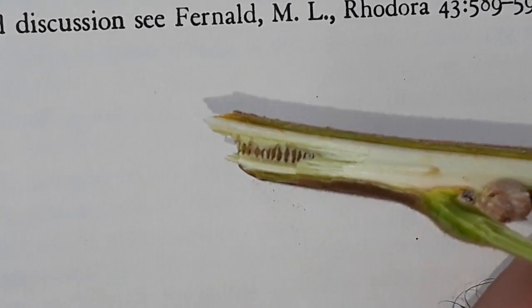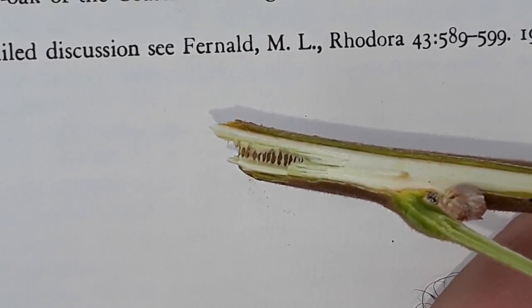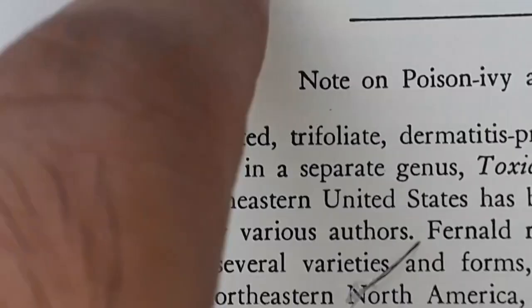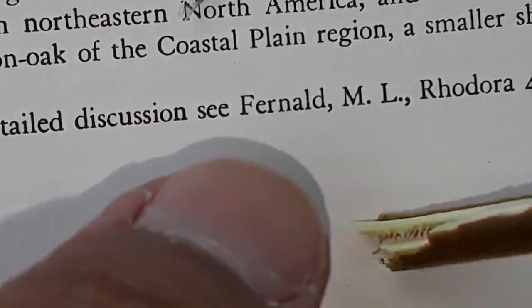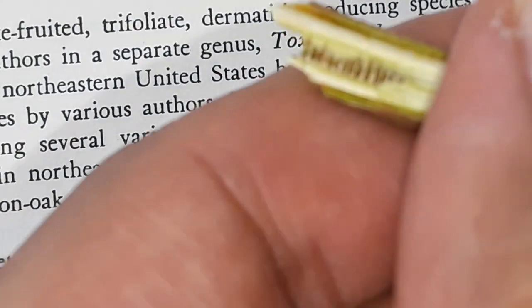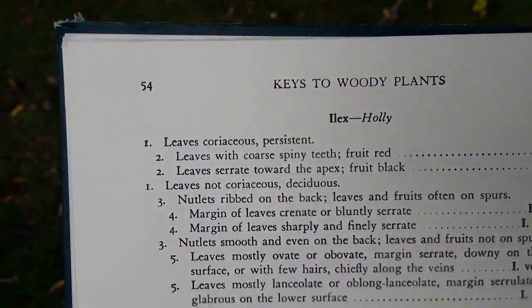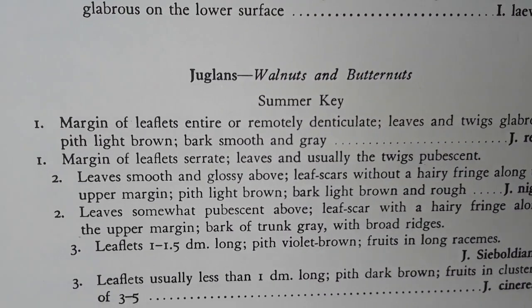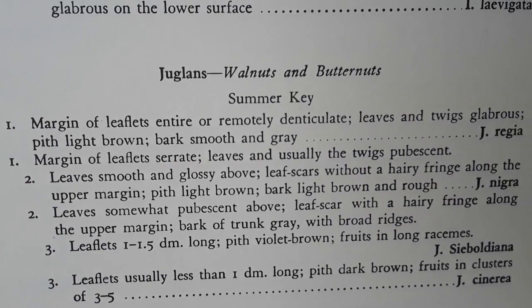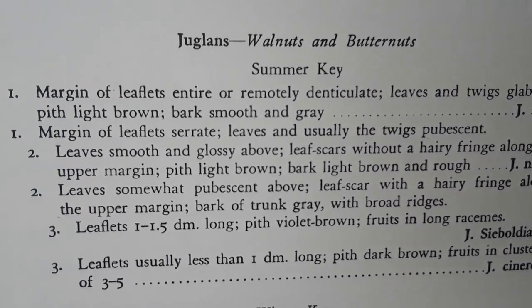So you see that ladder-like pattern on the inside of the twig? That's the pith, and it's chambered. Pith chambered. All right. If it wasn't chambered, you wouldn't see anything like that. Okay, so that takes us to page 54. Juglans, walnuts and butternuts. Summer key. Margin of leaves entire? No, it's not entire. Margin of leaflets serrate. Yeah. Let's go to number 2.